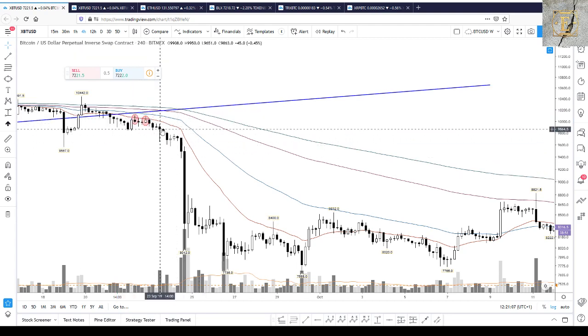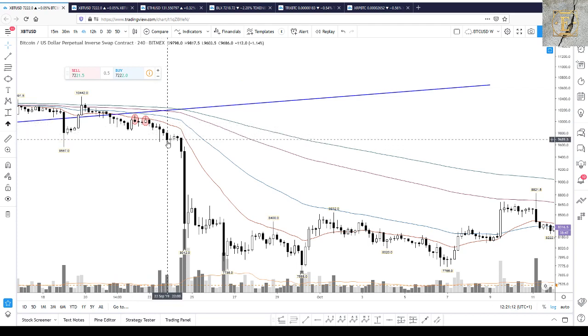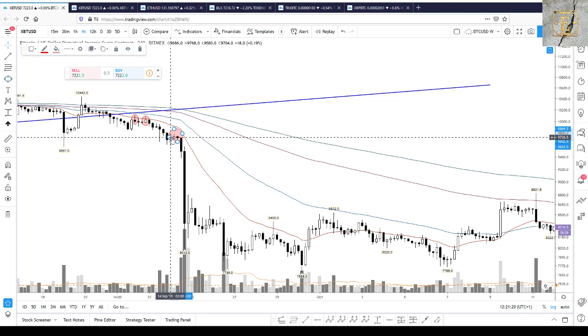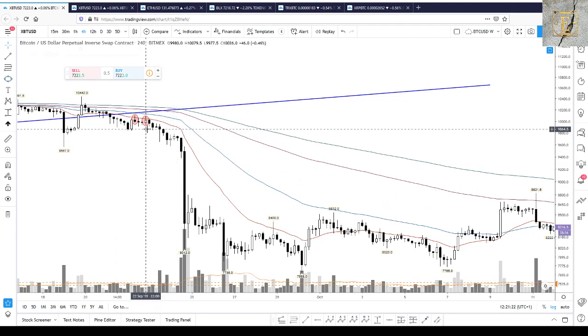Okay, then you can go out here because you consider it's a rejection, but again the same here. Again up with very low volume and a candlestick that is bearish. Okay.